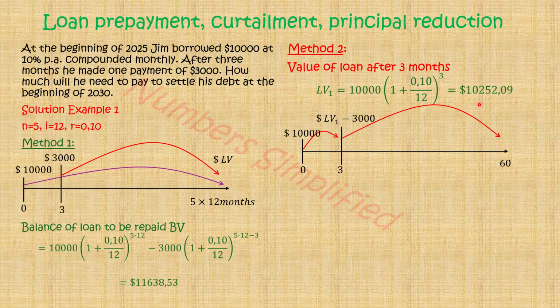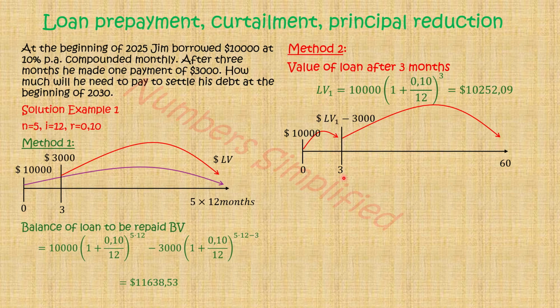So with that, we know that we would need to simplify what's inside the parenthesis. So inside the parenthesis, this expressed as a fraction would be 121 divided by 120 raised to the power 3. So I would encourage you to deal with what's inside the parenthesis first so that you avoid making unnecessary mistakes. After that, then you raise it to the power 3, then multiply with the 10,000 so that you get the answer to be $10,252.09. This means that this is the value of the loan after 3 months.